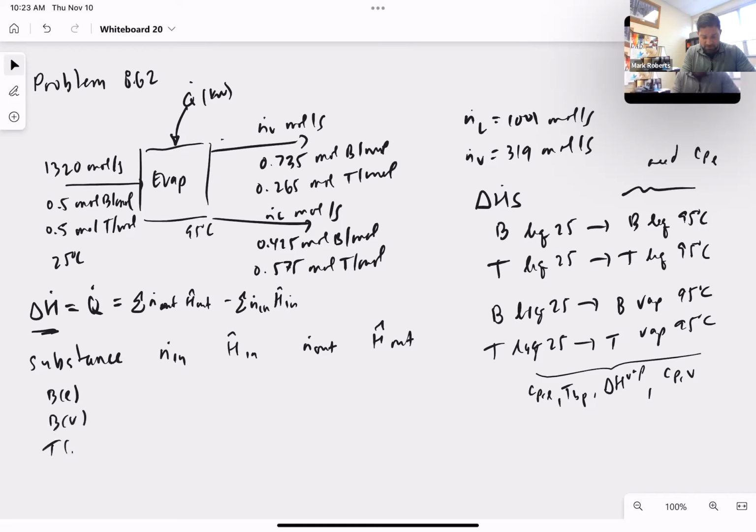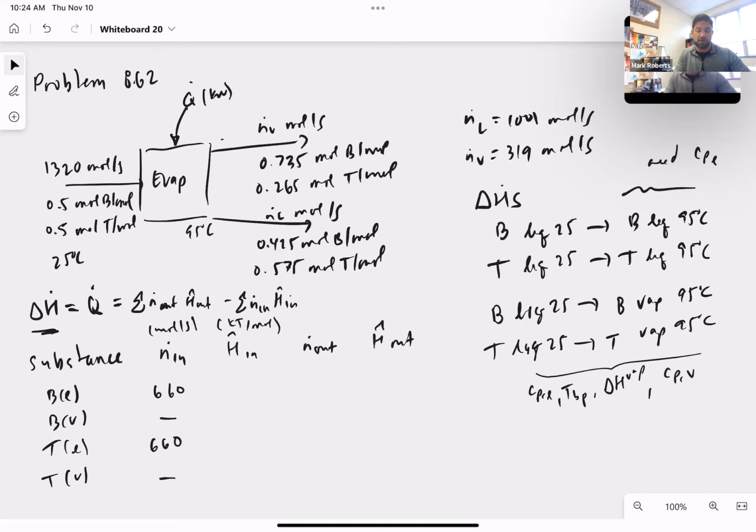Okay, so for our substances, we have benzene as a liquid and benzene as a vapor, toluene as a liquid and toluene as a vapor. Our moles entering, we can look at the process up here, it's 50 mole percent each, so we have 660, and these units are moles per second. The enthalpy is going to be kilojoules per mole. There's no vapor benzene coming in, there's 660 toluene entering, and there's no toluene vapor entering.